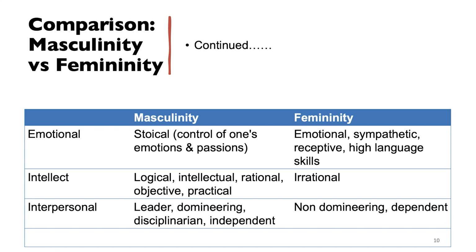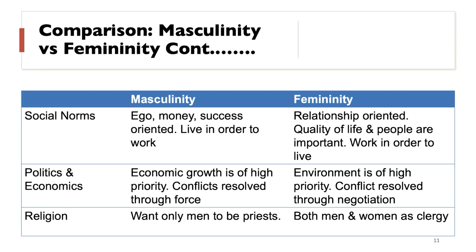Intellectually, the male should be logical, intellectual, rational, and practical, and the female is considered as irrational by the society. Then the interpersonal relationship: the male should be the leader, should dominate, and should be independent. The female should be dependent. So, social norms: the male should maintain the ego, and the female should maintain the relationship.